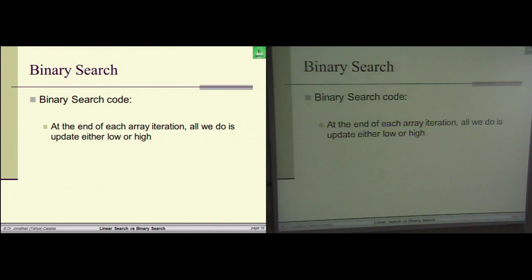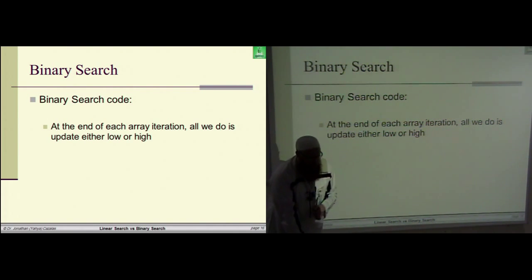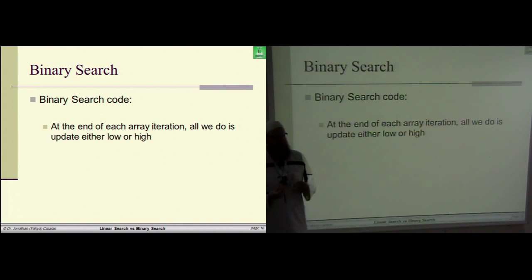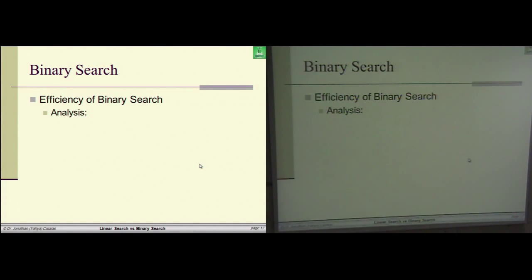Find it. So at every iteration, what is iteration? At every step of the loop, at every iteration, what are we doing? We are dividing the search space in half. We are removing 50% of the possibilities. This makes it very fast. How fast? We examine. Okay?